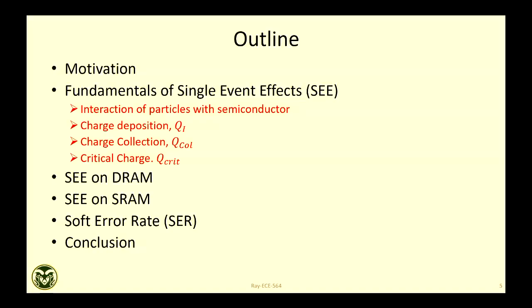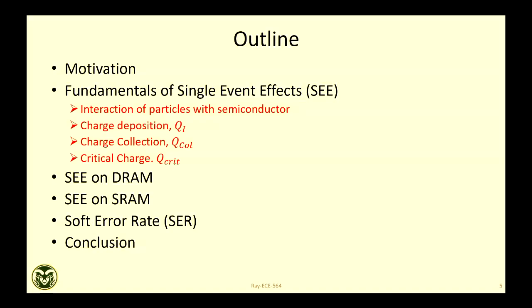Total dose effects are more like a cumulative parametric degradation, whereas single event effect is a transient, probabilistic event. Either a bit will be flipped or it will not. It has nothing to do with cumulative effects, right? It's a very stochastic event under a radiation environment. Typically, SRAM and DRAM, those volatile memories, are more susceptible to this kind of single event effect.